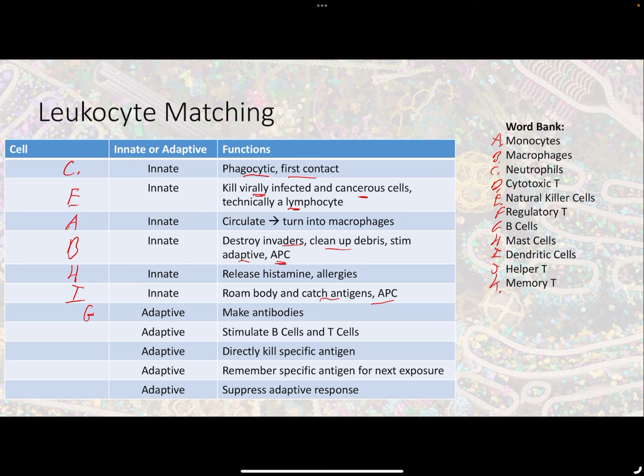The ones that stimulate B cells and T cells, those are going to be our helper T cells. Directly kill specific antigen, part of the adaptive system. That is going to be our cytotoxic T cell. That's going to be D. And then remember specific antigen for next exposure. This would be our memory cells. So that could be memory T cells or memory B cells, but memory T cells, the only one that's an option there. And then to help suppress the adaptive system, these would be our regulatory T cells, which would be F. All right.